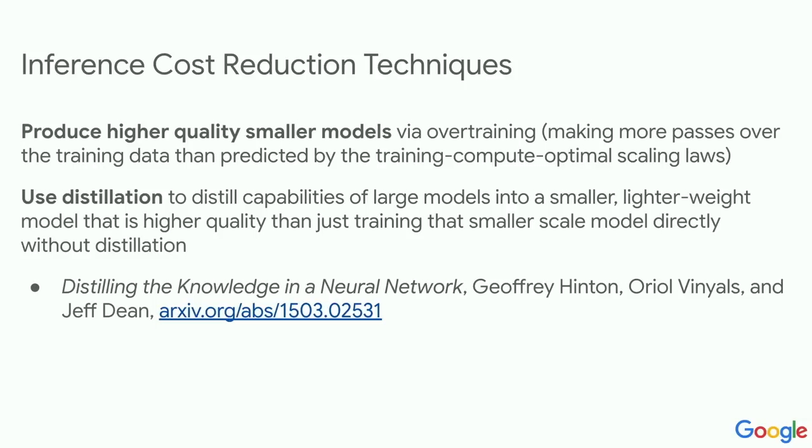Another complementary approach is to use distillation to take very large models and then transfer the knowledge in those large models into a much smaller model, and that tends to be quite effective in order to get smaller, much more capable models. And that's kind of the original distillation paper.